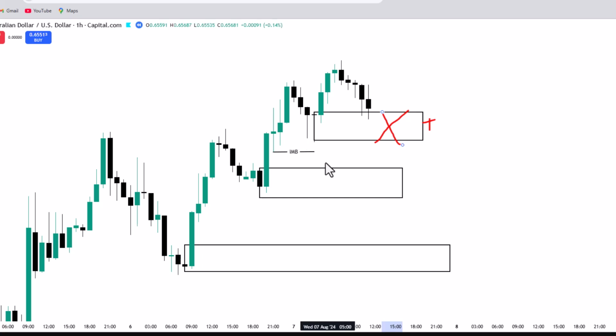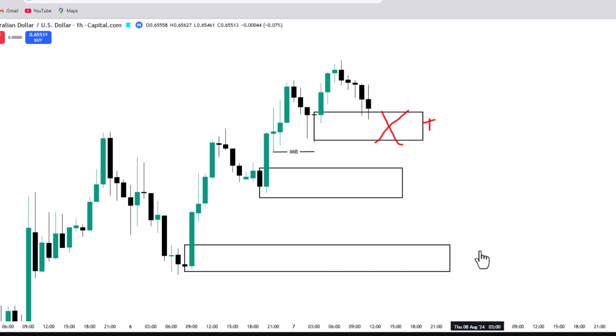Now, we are left with two zones. One is the middle zone. The other is the lower zone near the extreme. At this point, many traders would rush into the lower one because it looks deeper and safer. They may think, this one is stronger because it is lower, and there is more imbalance above it. But you cannot pick a zone just because it is lower. You have to ask what that zone actually did for the market.